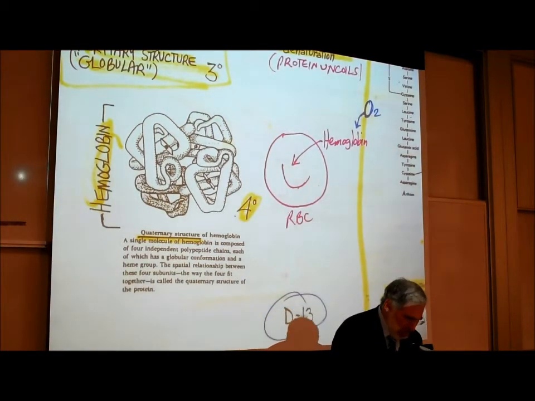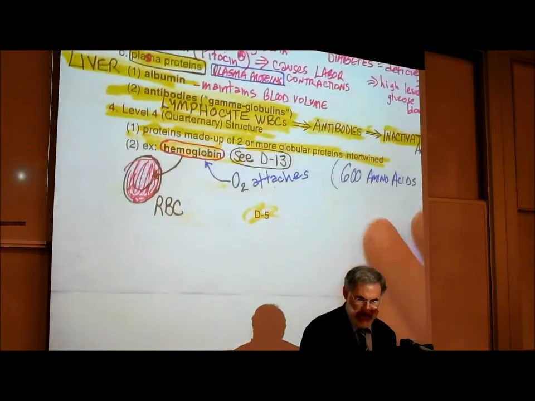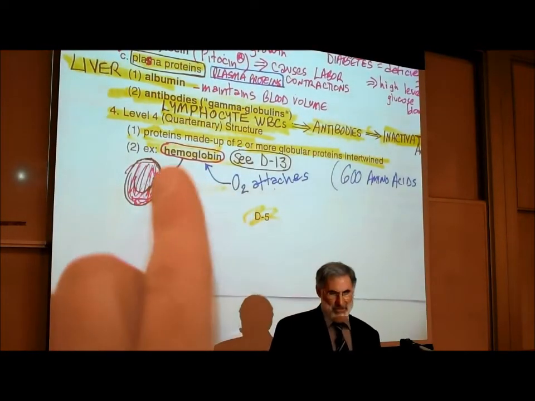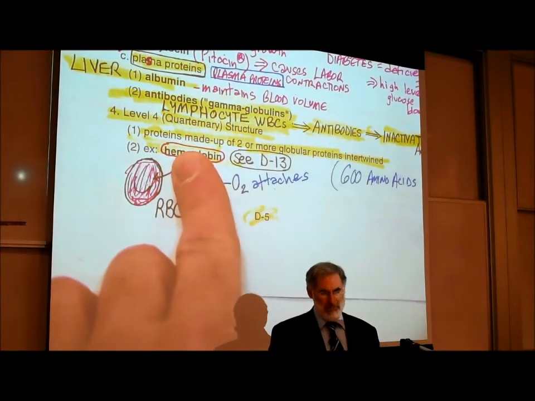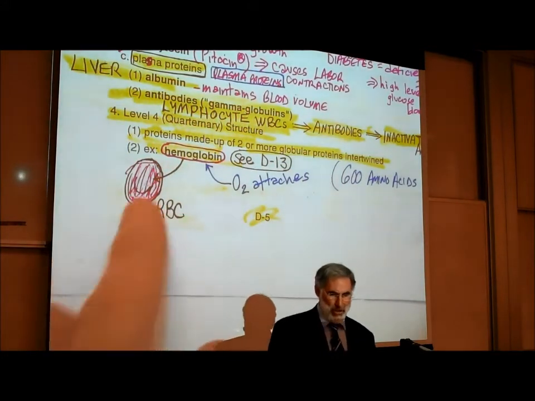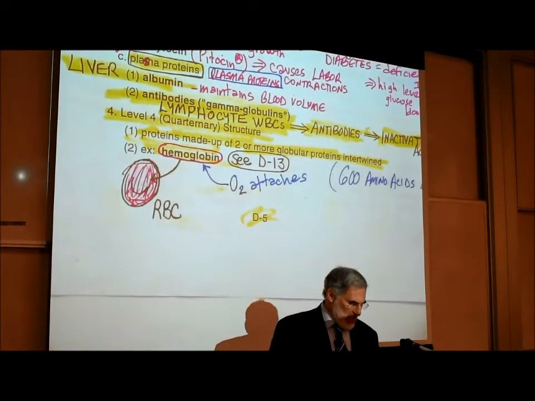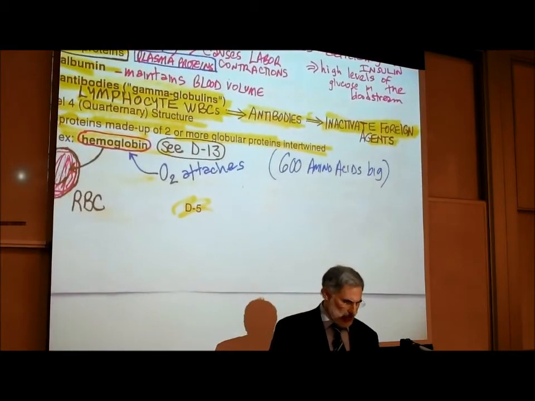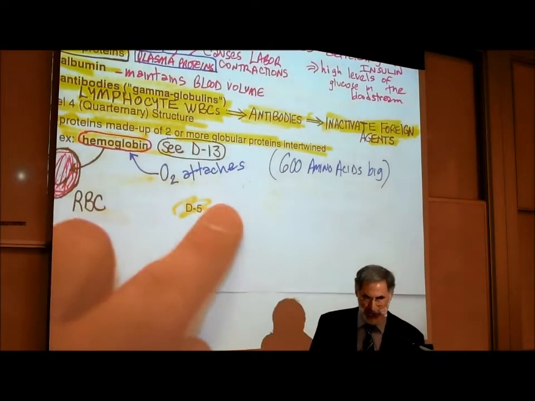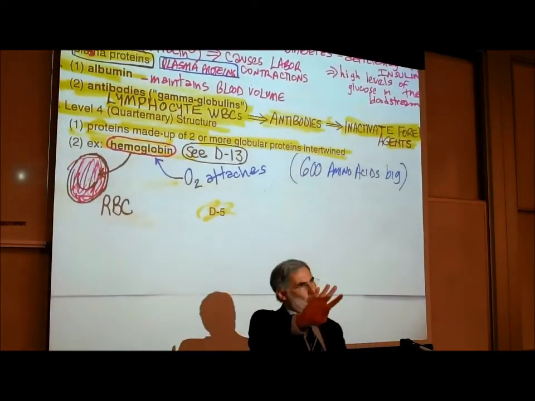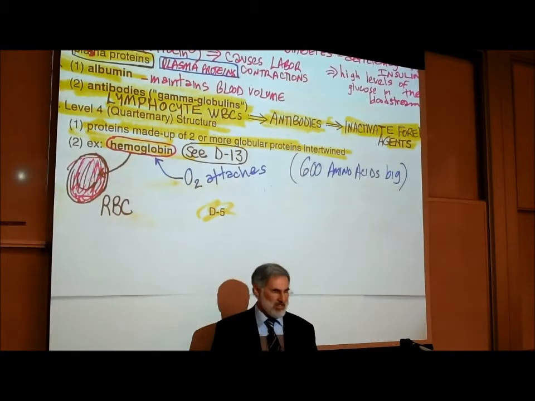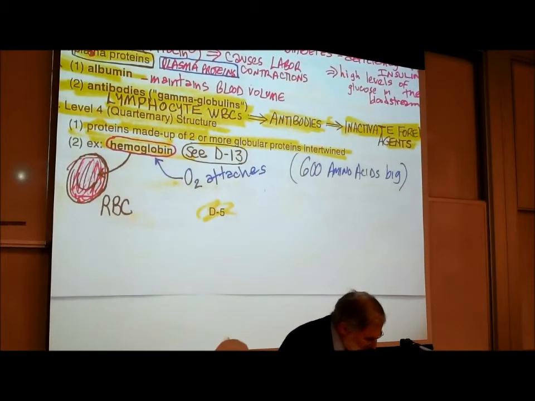All right, now back on page D5, so we wrote on the bottom of D5 the quaternary structure is where we have proteins made up of two or more globular proteins intertwined, of which hemoglobin is an example. Now, hemoglobin altogether is about 600 amino acids big. I'm not asking you to know that. I promise not to ask you. But altogether, those four globular proteins twisted together make up about 600 amino acids. Why do I mention it?